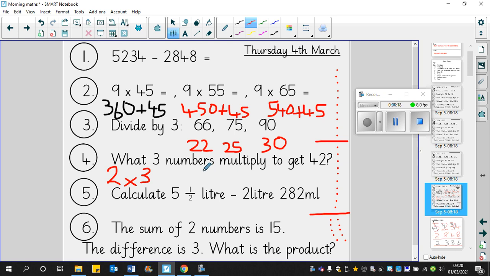So 6, 12, 18, 24, 30, 36, 42. And there are 1, 2, 3, 4, 5, 6, 7 dots. So therefore, the last number, remember you've got to do 3 numbers to multiply. So the last number is a 7.